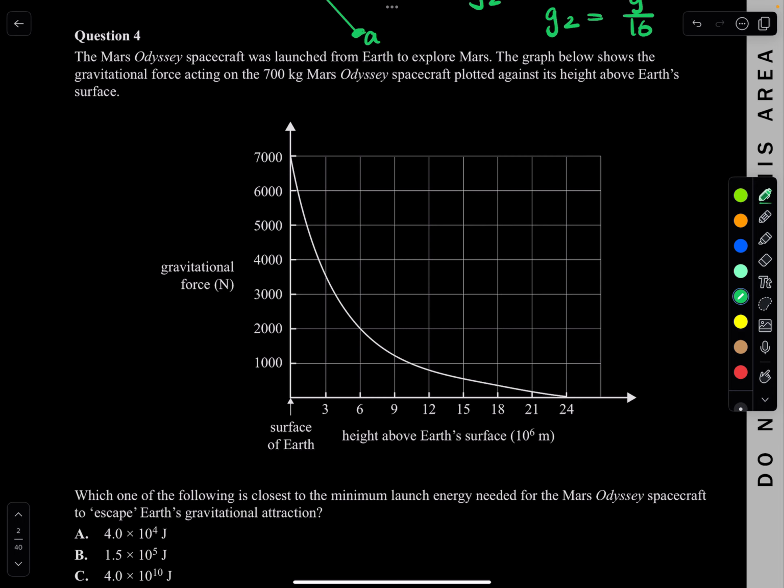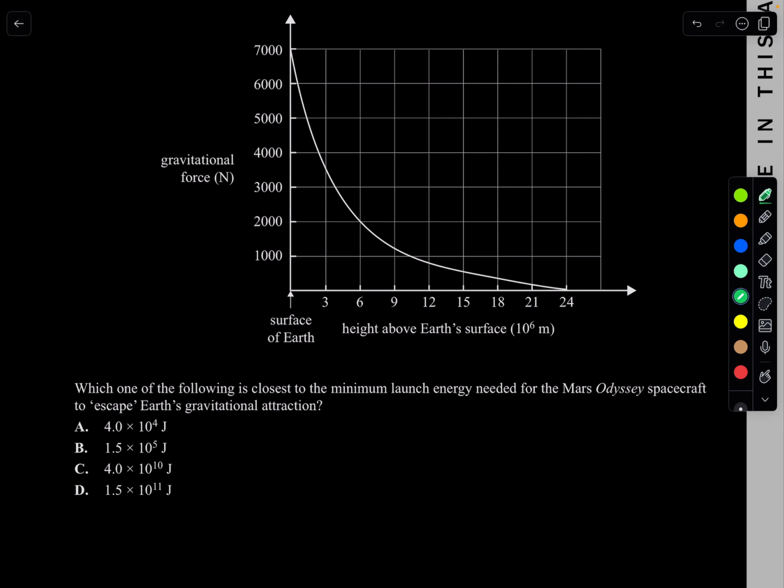Question 4. The Mars Odyssey spacecraft was launched from Earth to explore Mars. The graph below shows the gravitational force acting on a 700 kilogram Mars Odyssey spacecraft plotted against its height above the Earth's surface. Which of the following is closest to the minimum launch energy needed for the Mars Odyssey spacecraft to escape Earth's gravitational attraction? Well, this is the gravitational force, and this is the height above the surface.